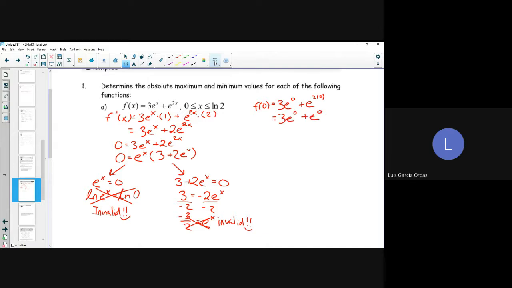And e to the power of 0 gives me what value? 1. Which means I get 3 times 1 plus 1, which gives me 3 plus 1, which gives me 4, which means f at 0 gives me 4. Now, I don't know if this is a max or a min yet, because I need to evaluate f at ln 2.